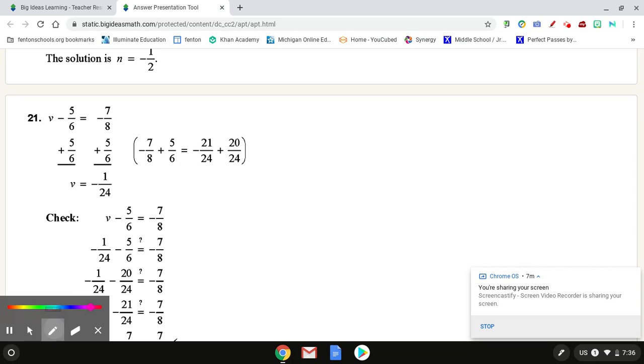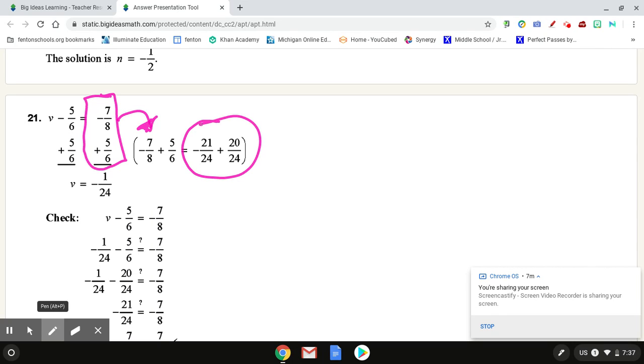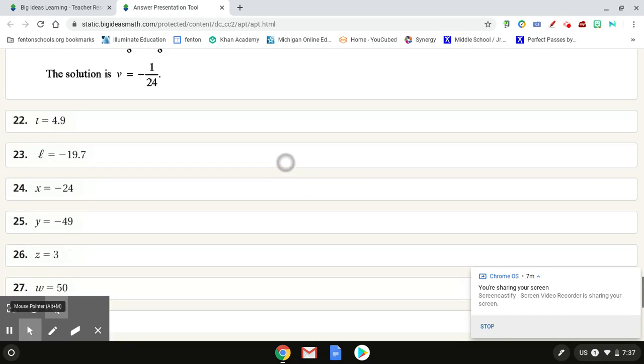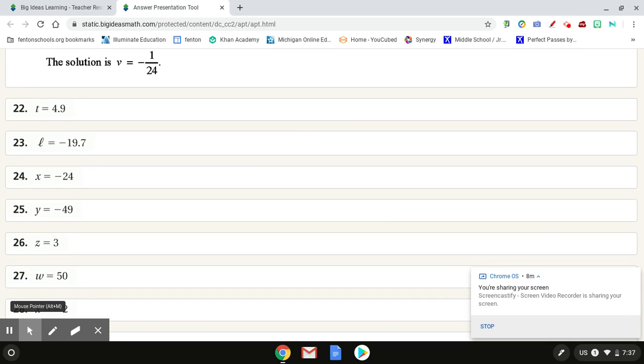So this right here, just so you can see this right here. So adding 5/6 to both sides. Big Ideas just said, hey, we know that this is difficult doing these vertically, so we just made the work horizontal to the right here and did a common denominator of 24. And then when you do that work, you get that answer. All right, 22. t is 4.9.